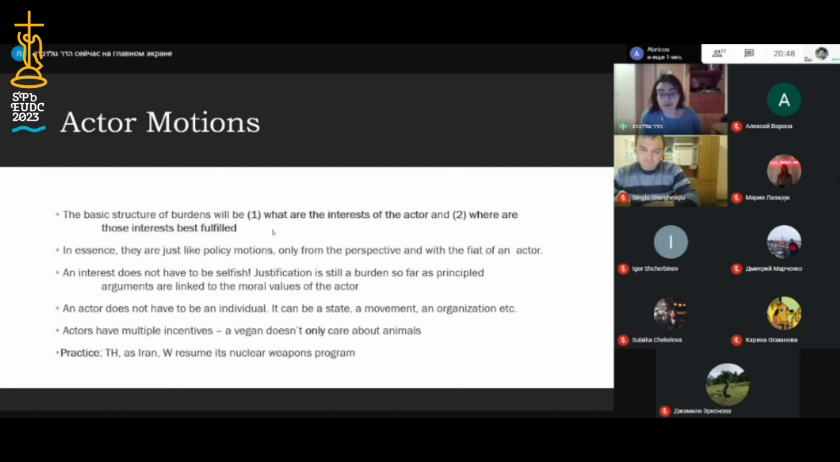Let's start with a practice. This house, as Iran, would resume its nuclear weapons program. Let's go with the structure of burdens. What would you identify as government in this debate as the problem that we are aiming to solve?